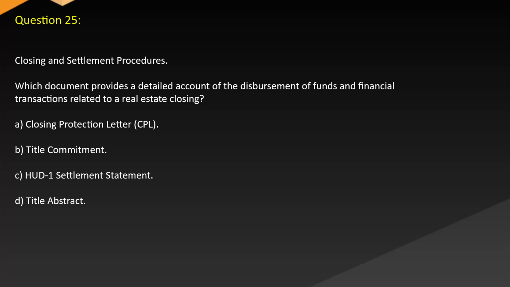Which document provides a detailed account of the disbursement of funds and financial transactions related to a real estate closing? A. Closing protection letter (CPL). B. Title commitment. C. HUD-1 settlement statement. D. Title abstract.